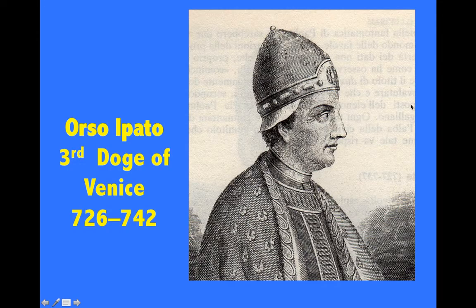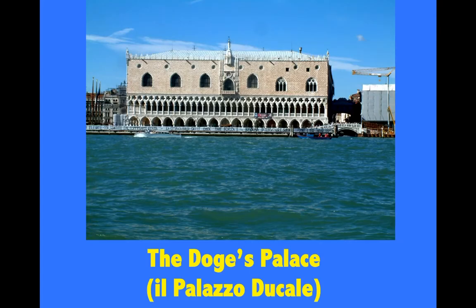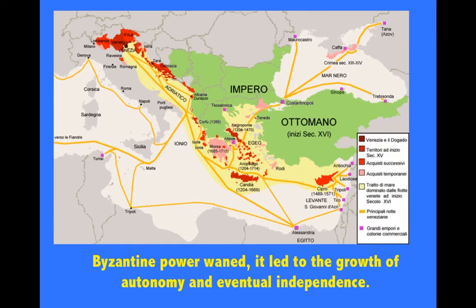Here's another Doge. This is Orso Ipato, and I have this picture because I like his hat. This is the Doge's palace, the Palazzo Ducale, right on the seacoast there. This map is in Italian.